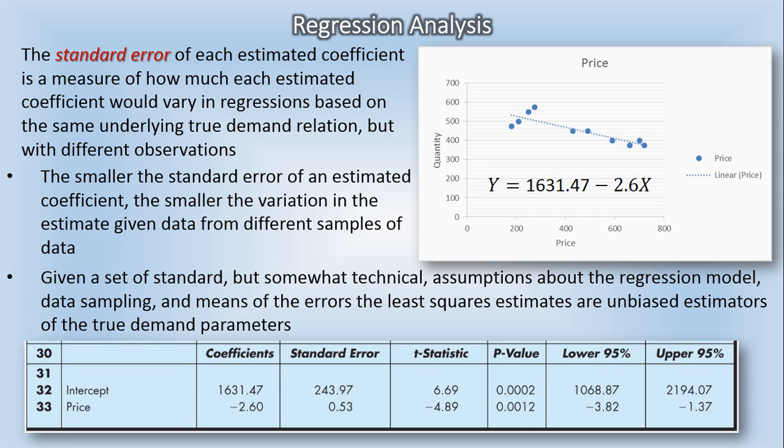So given some assumptions about the regression model, data sampling, and means of the error, so averages of the errors, the least squares estimates that we got from our least squares regression are unbiased estimators of the true demand parameters, meaning that they are not biased to the data. They do represent a more universal understanding of that relationship that we're studying. Even though they're not exactly what it is in nature, they are the best we can do given what we have.